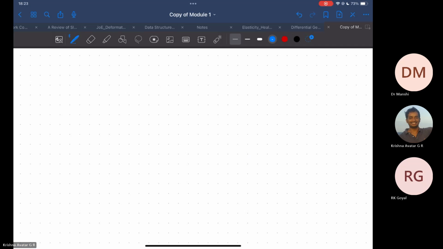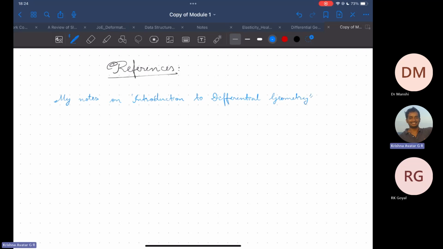As for references, what are the references that we are looking at? So we'll have broadly, at the outset, I must give my notes for the previous course that I had offered, which was Introduction to Differential Geometry, which I'll share through that folder where all the course materials would be posted. This is just for review purposes.